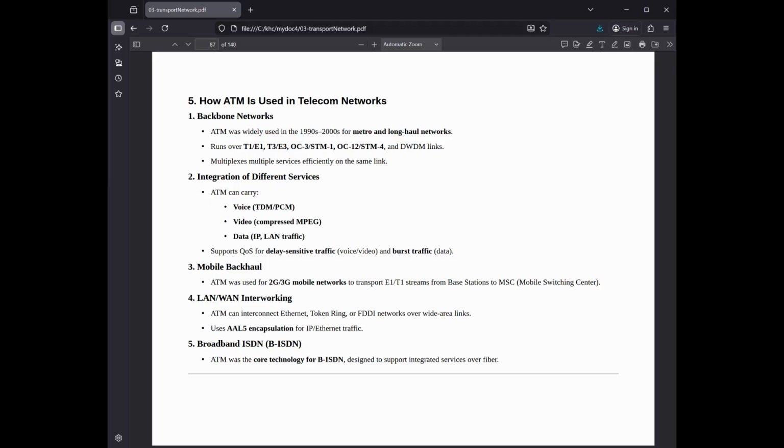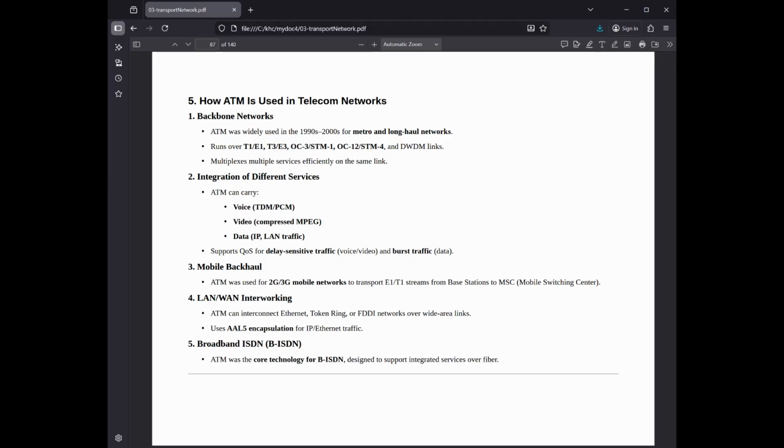LAN/WAN interworking, LAN. To make ATM useful for businesses, it had to work with existing Ethernet networks. This was done through LAN emulation. Virtual LANs, LANE, allowed an ATM network to pretend it was an Ethernet switch. Bridging the gap, a LAN server handled the translation between Ethernet MAC addresses and ATM addresses. This allowed a company to use a high-speed ATM backbone to connect two traditional Ethernet offices in different cities as if they were on the same local network.